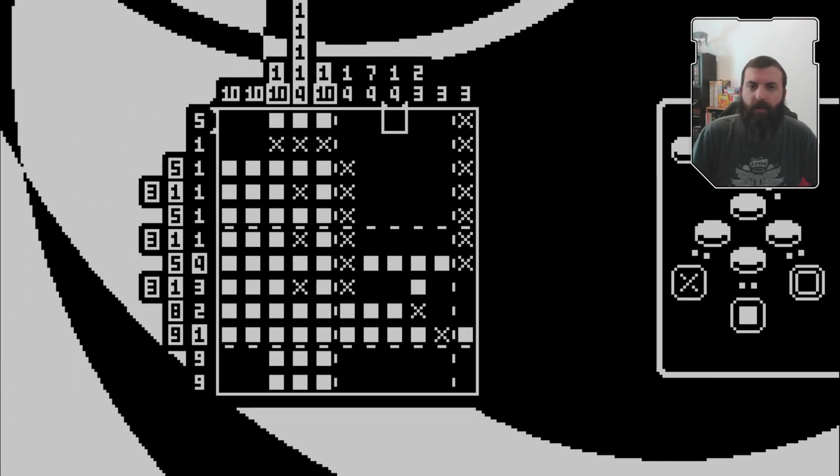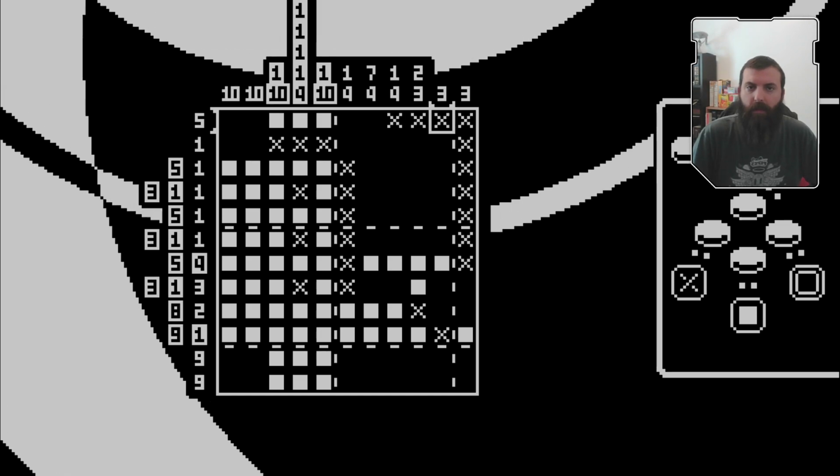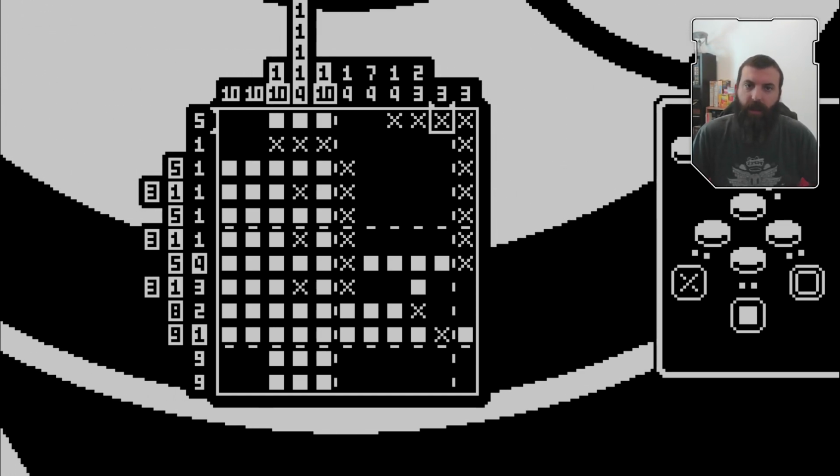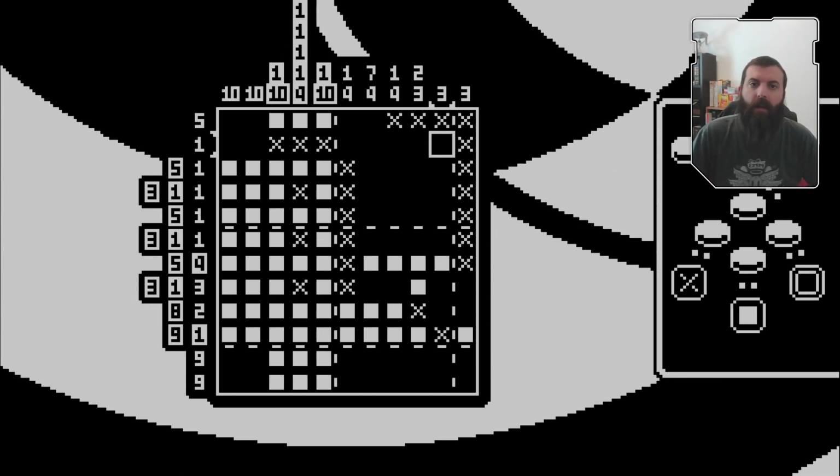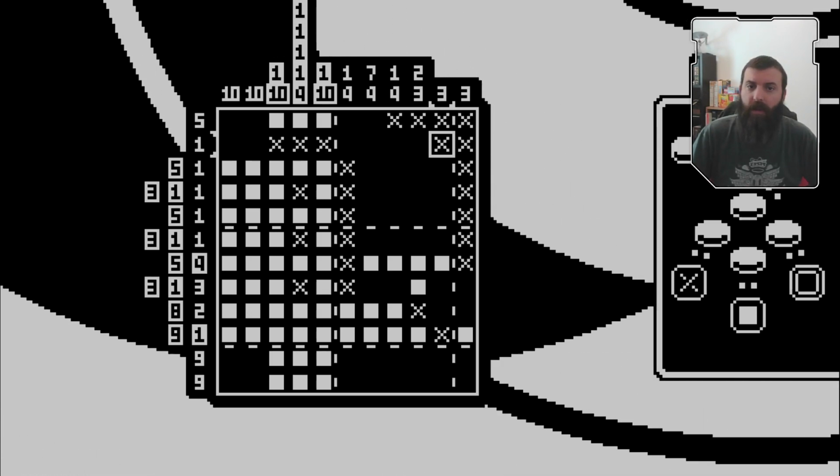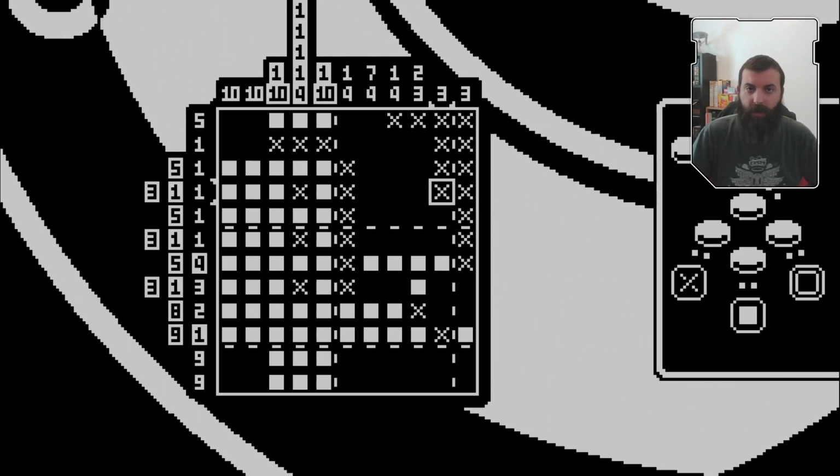We've got this horizontal 5. It wouldn't be able to reach over to here. That gives us some answers about that. We've got this vertical 3. Vertical 3 couldn't reach up to here.